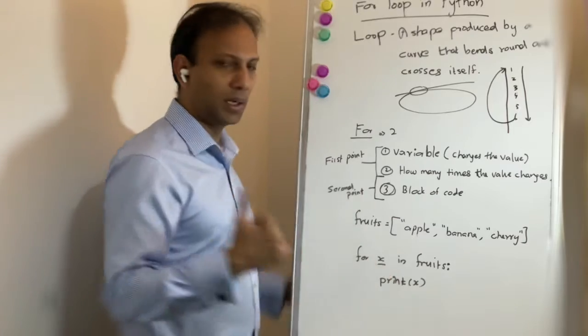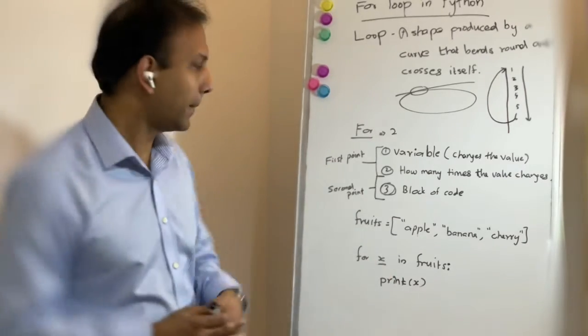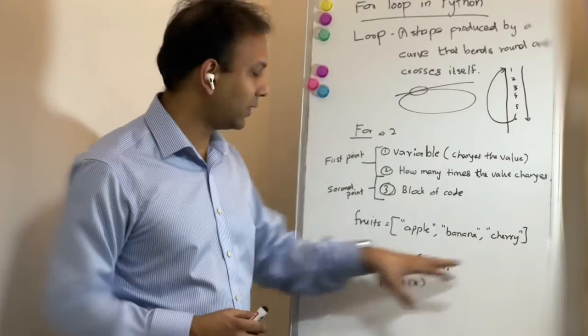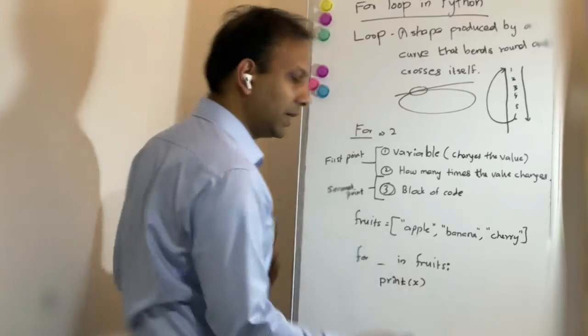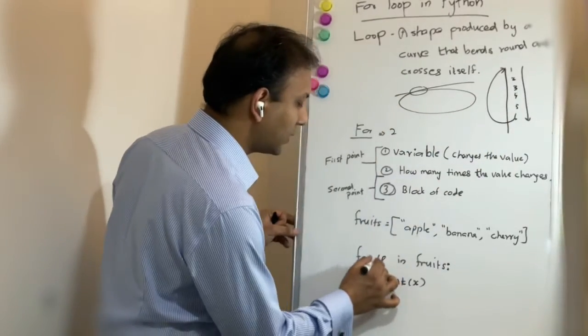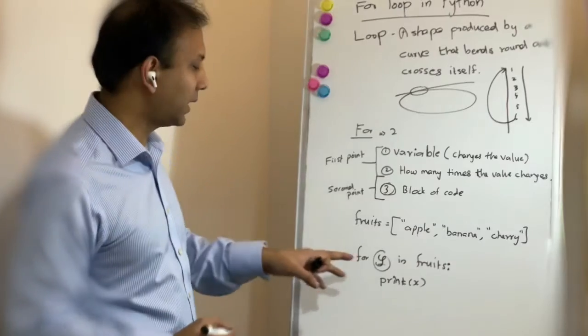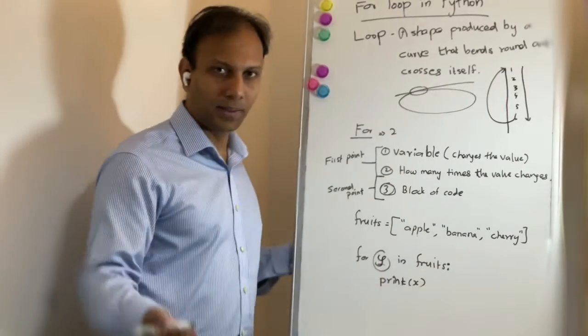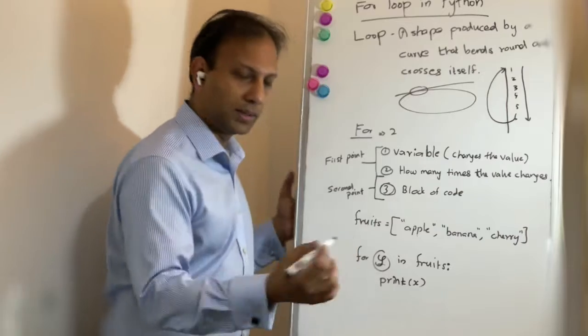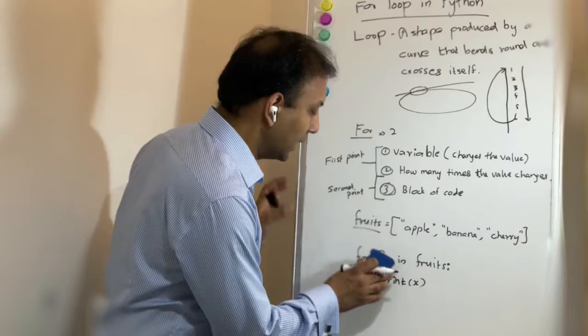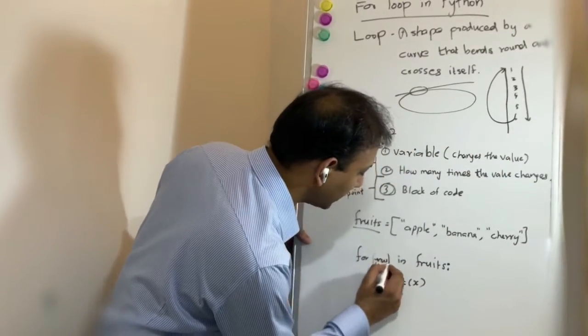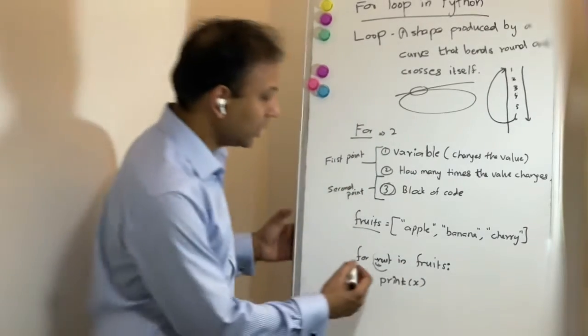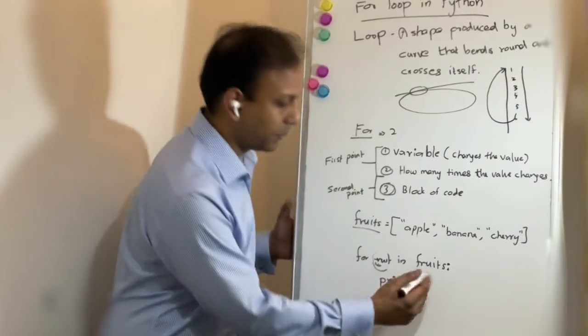So there are two things which you have to ask the student: how many times this will get executed and what is the variable here. So now the next question is, can I use any name here? Yes, you can. So it is a variable. So ask the student to use another variable here, and maybe some name, for example, you can say that fruits, apple, banana and cherry are there, so instead of X shall I use fruit? If you use fruit, it will be more meaningful for the student. So for fruit in fruits, print fruit.